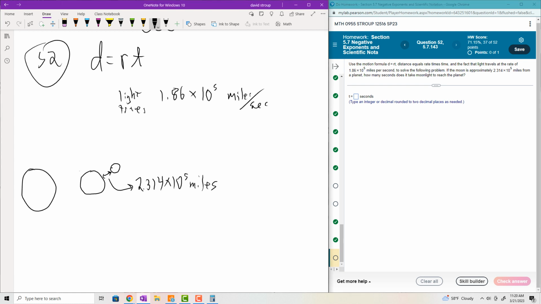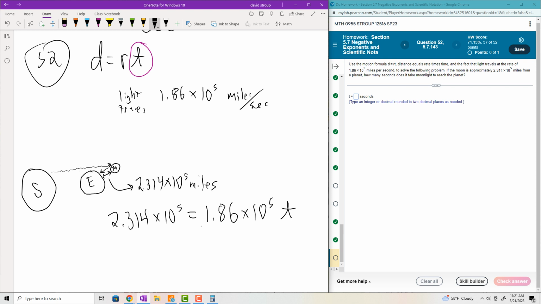Okay, so here is the sun, here is the earth, and here is the moon. And what's happening is that there's sunlight going from the sun, and then it's reflecting off the moon, and going to the earth. Okay, so we want to know how long it takes for the little particles of sunlight to hit the moon and then go to the earth, right? So it's a time variable we're after. How long? That means we're looking for time. And then in the formula, we know the distance to travel is the 2.314 times 10 to the fifth miles. We know the rate of the light. So light is traveling at a rate of 1.86 times 10 to the fifth miles per second. The only thing we don't know is the time.